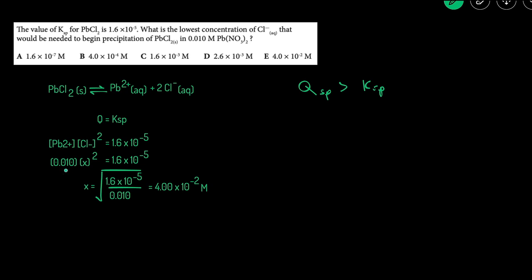Then we just isolate our X. So to do that, we'll start by dividing both sides by 0.01, and then we would take the square root of both sides to get rid of the squared. And then our X comes out to be 4 times 10 to the negative 2, and X is your Cl- concentration, which means that your final answer here is E.